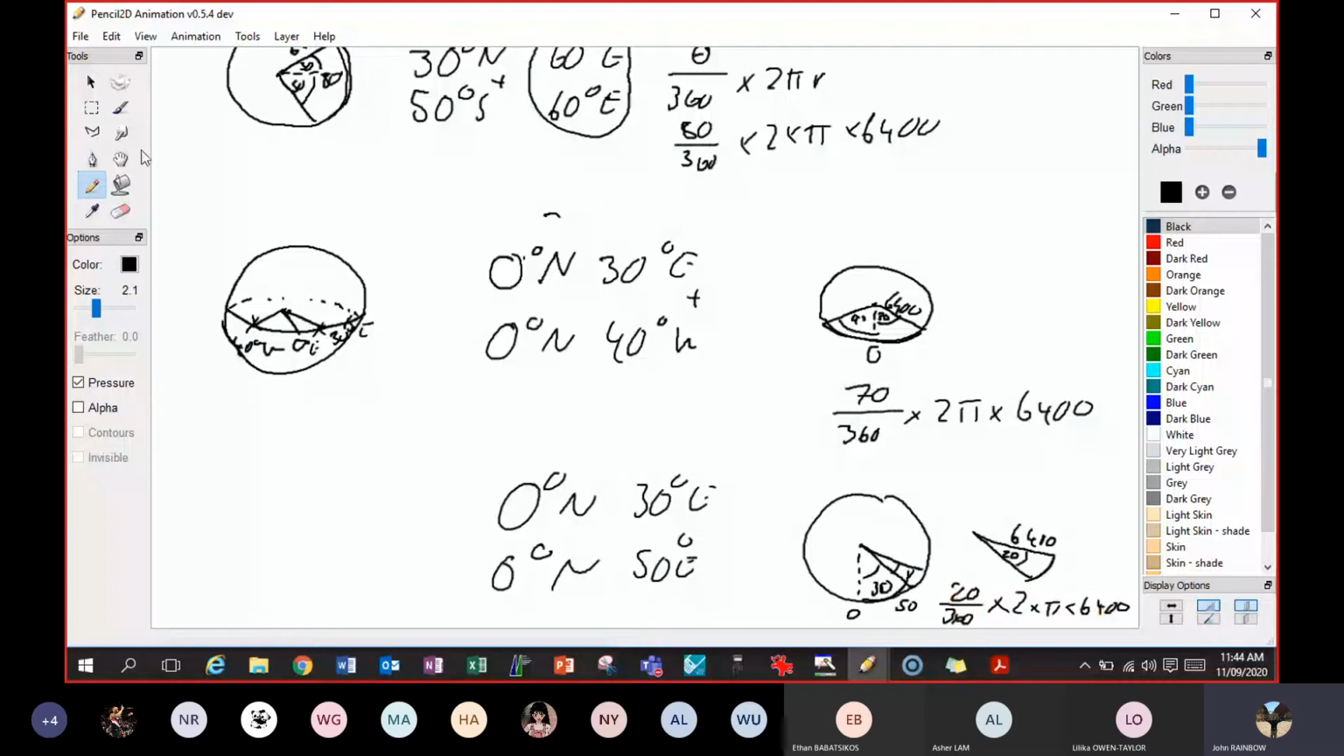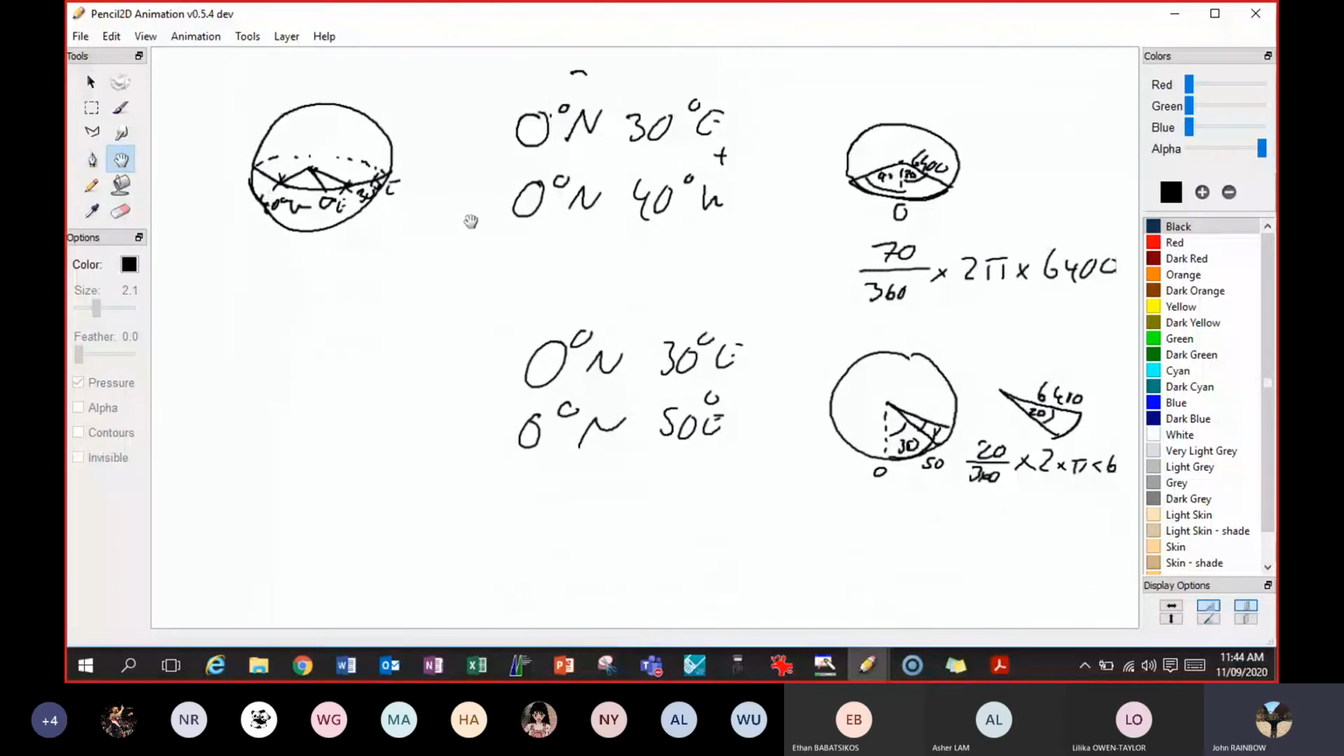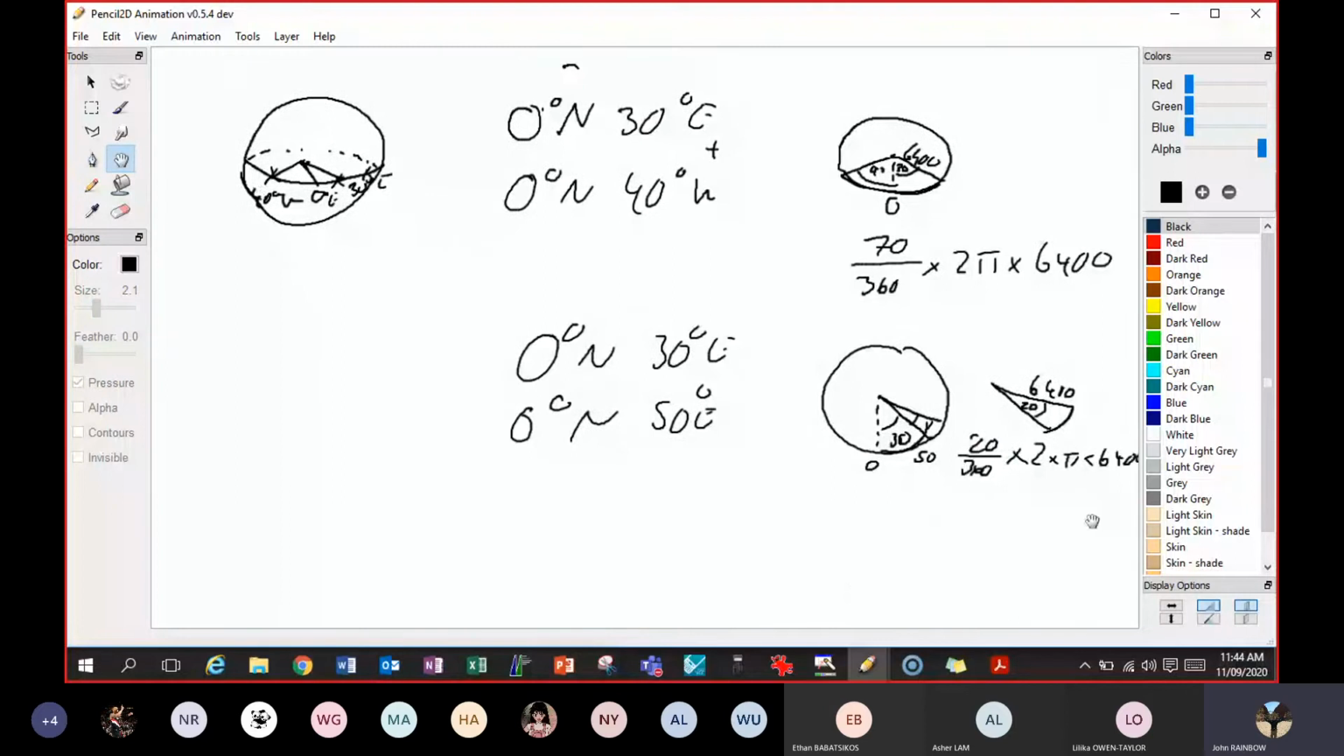How do we feel about those? I hope you guys are feeling good. If you can give me a bit of feedback on that, that is your great circles. We're going to look at smaller circles next.